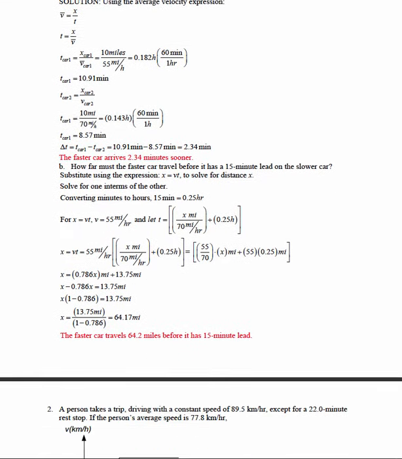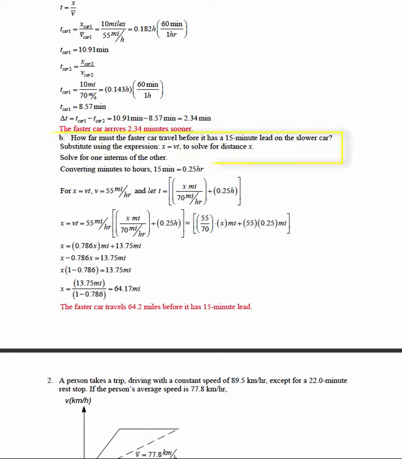Let's move this up here. Part B: how far must the faster car travel before it has a 15-minute lead on the slower car? So we're going to substitute the expression of distance equals velocity times time to solve for distance x. We're going to solve for one in terms of the other.